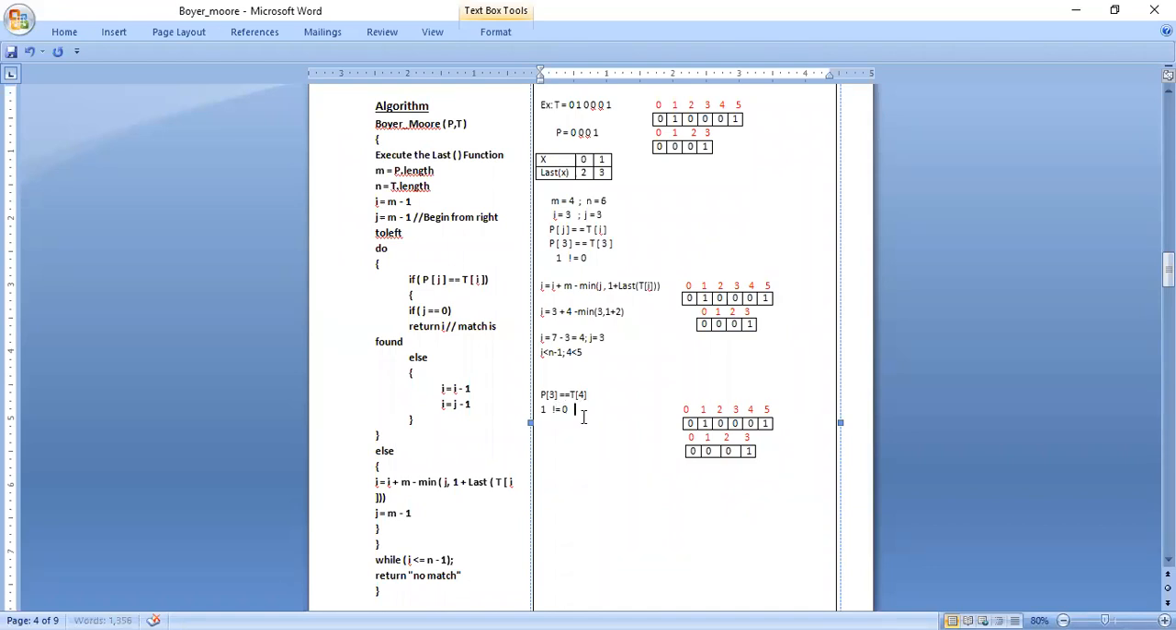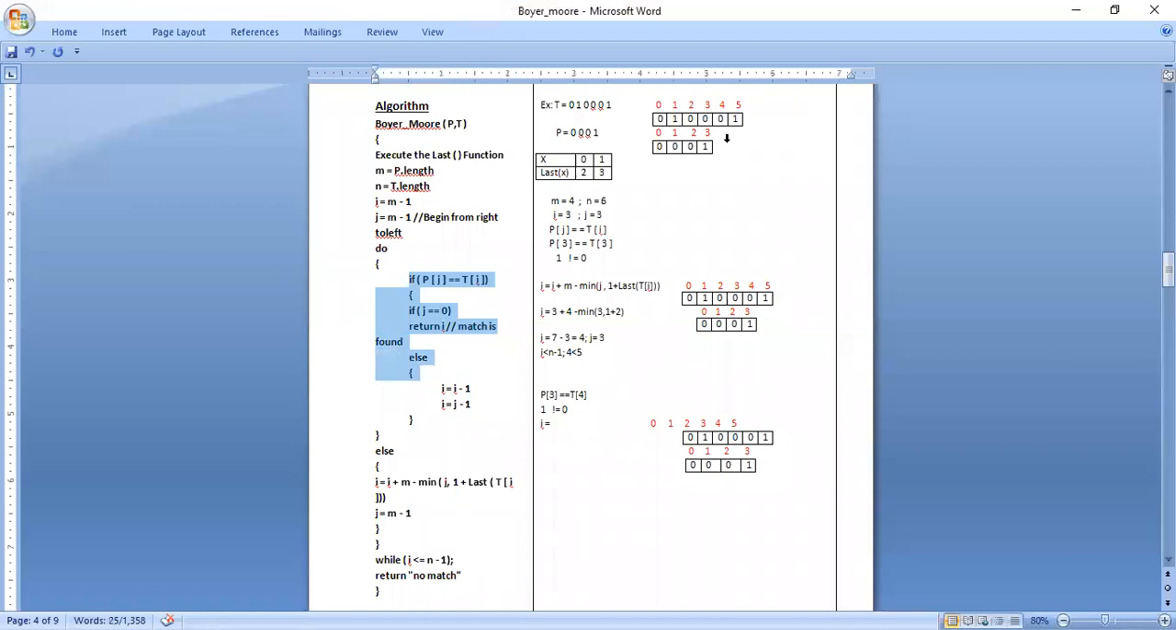Again, if it is not equal, what are we supposed to do? We are again supposed to find the value of i by using the last function table. How? This one. Again, we need to evaluate this, right? Because it has not matched. So again, we are going to take this else condition.